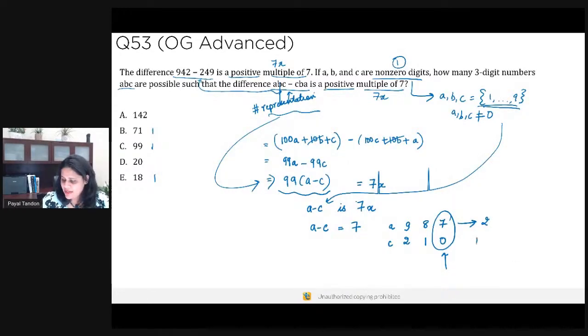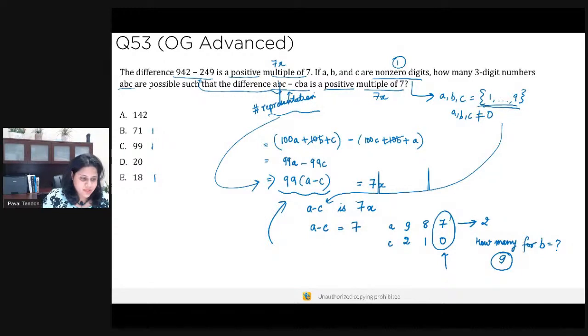How many possibilities do we have for the number B? Because all of this processing has not told me anything about B. Absolutely right. Possibilities are 9 over here, which means that overall, how many possibilities do we have? 9 times 2, which is 18. So the correct answer over here is 18.